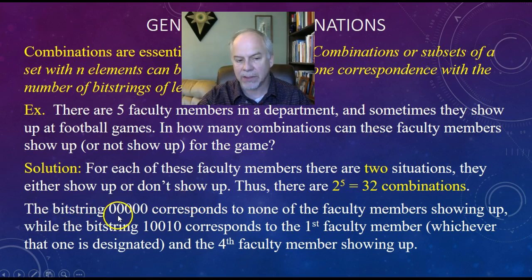And the bit string 00000 corresponds to none of the faculty members showing up, while the bit string 10010 might correspond to the first faculty member showing up, because you have a 1 in the first position, and the fourth faculty member showing up. So you can see how there's a parallelism between the set of people that are possible subsets of the set of those 5 faculty members, and bit strings of length 5. Okay.